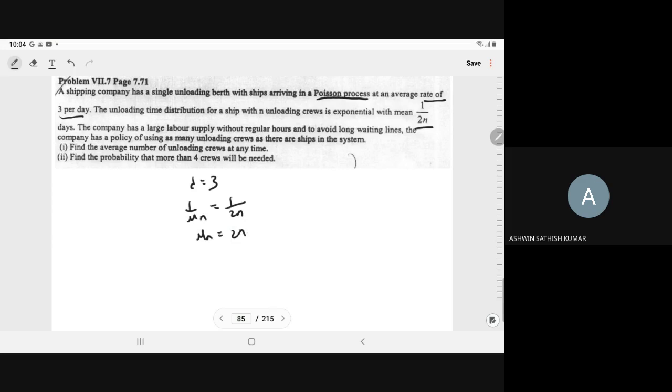The company has large labor supplies. There is no limitation of labor; whatever the requirement, that much you can use. To avoid a long waiting line, the company has a policy of using as many unloading crews as there are ships in the system. Means whatever the number of ships, that much crew the company can use. As the ship arrives, the unloading will start. So that is which model?